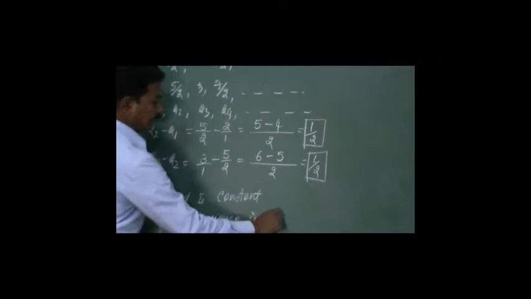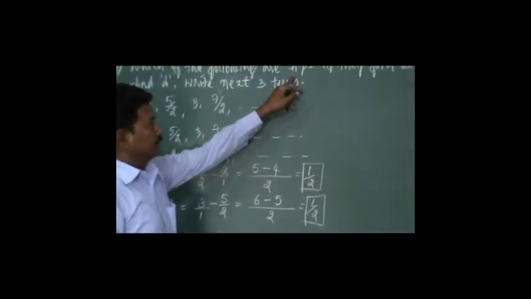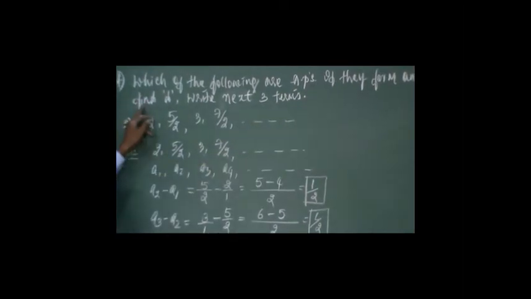So therefore the given sequence is an AP. Write the conclusion as: as common difference is constant, therefore the given sequence is an AP. So it is confirmed that the given sequence is an AP. Then we have to go with the next question. If they form an AP, find D. So D is already here. So D is equal to 1 by 2, we have the D value.